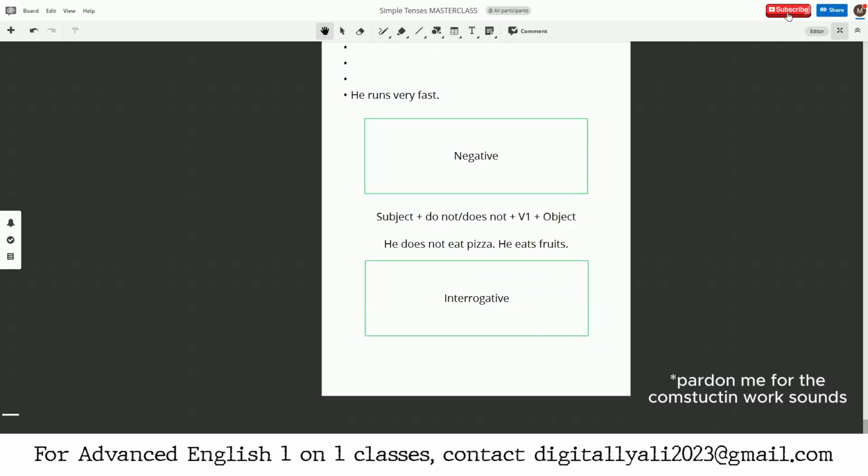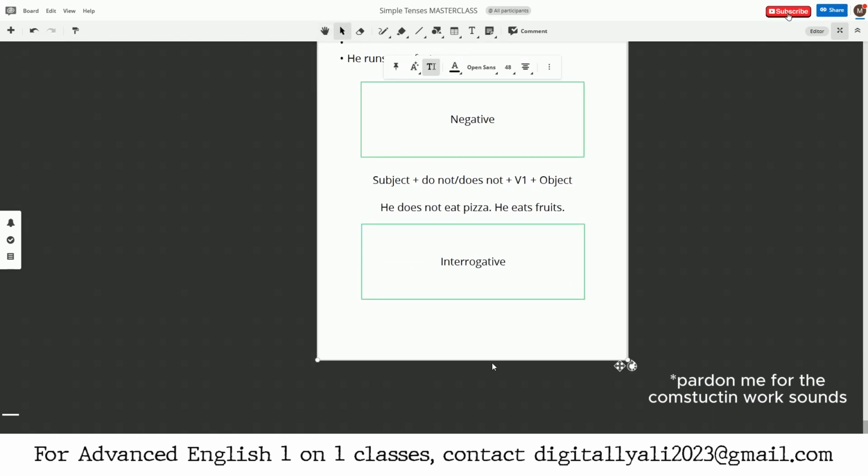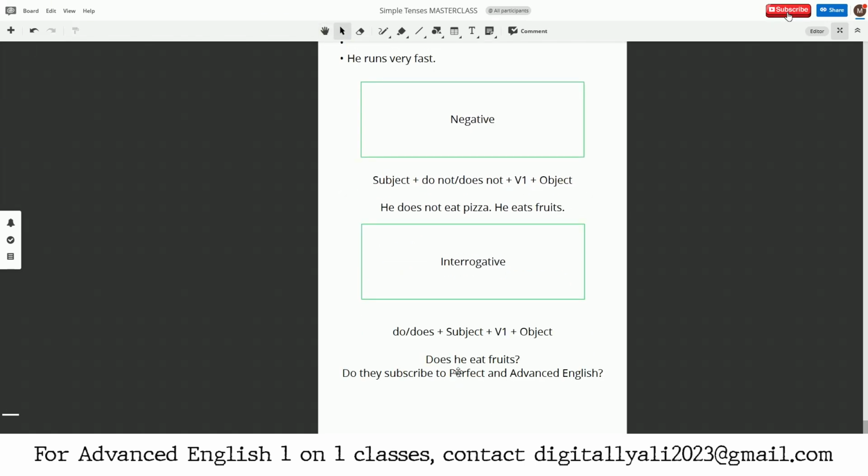And now making the interrogative. In interrogative, what you do is you take the helping verb before the subject. Does he eat fruits? That's one interrogative sentence. So the helping verb does comes before the subject, and the verb comes after the subject before the object, right? So does he eat fruits? And finally, do they subscribe to Perfect and Advanced English?